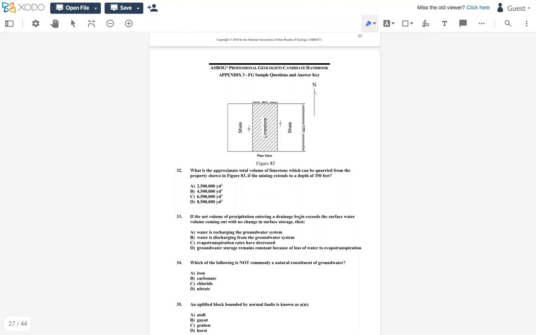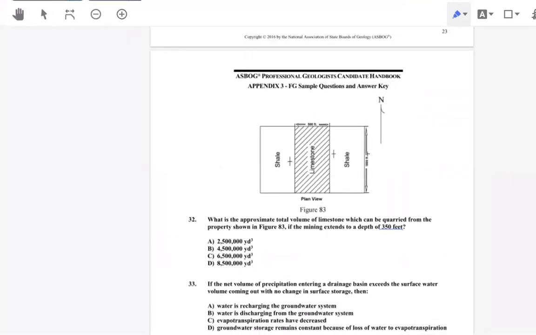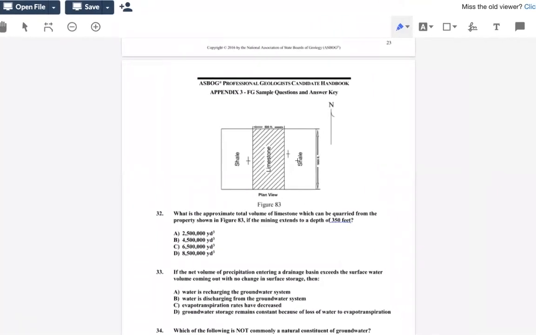Okay, 32. What is the approximate total volume, volume is generally pretty straightforward, of limestone which can be quarried from the property shown in figure 83 if mining extends to a depth of 350 feet. Okay, so let me zoom in. What does this say? 500 feet, 1,000 feet, and a depth of 350.